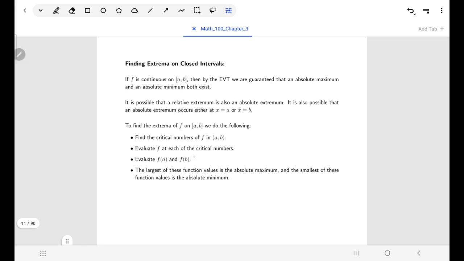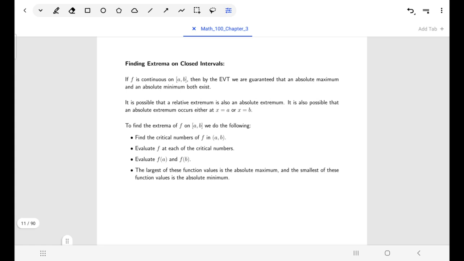So that means all we need to do is compare all the y values: the y values for all of our critical numbers, and the y values at our endpoints. Whoever has the largest y value must be the absolute maximum. And then we'll do the same thing with all the y values, compare them and find out who's the smallest. Whoever that is, out of the critical numbers' y values and the endpoints' y values, that will be the absolute minimum.